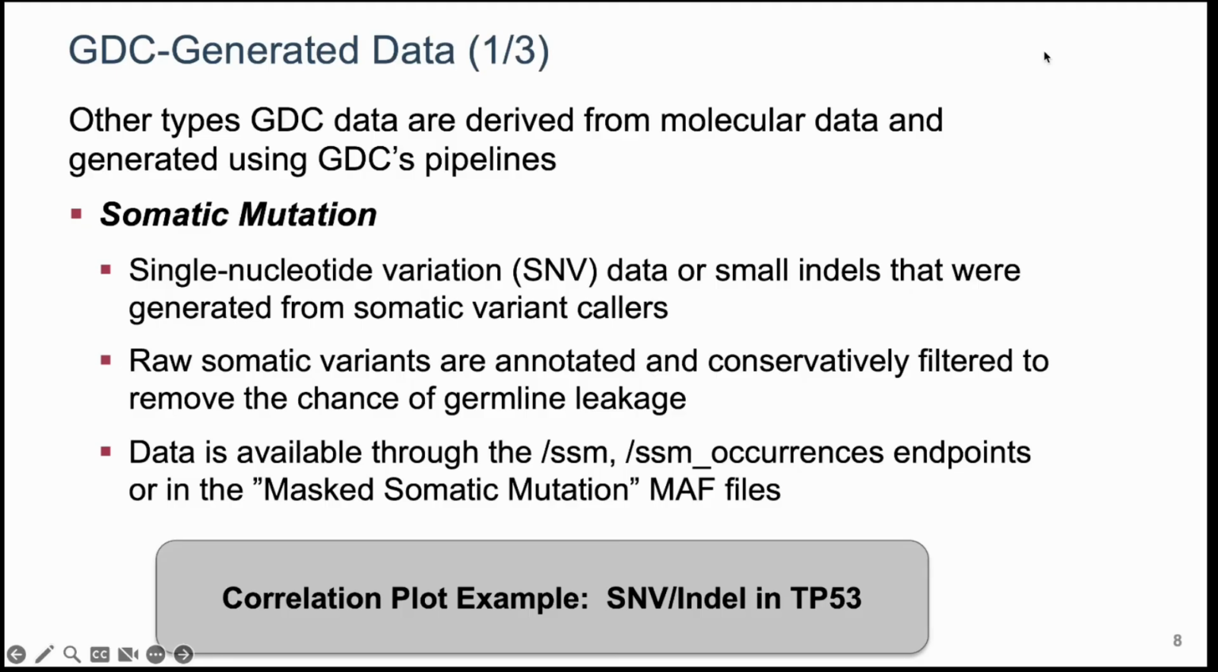So this is variants that have no chance of containing any germline. This is all somatic variants, and it's open access. If you want to access this through the API, this is available through the SSM occurrences, and there's some more endpoints. But if you're looking for the files that these come from, they're the masked somatic mutation MAF files. And an example that you might see in the correlation plot would be an SNV or an indel in SSM in the gene TP53.